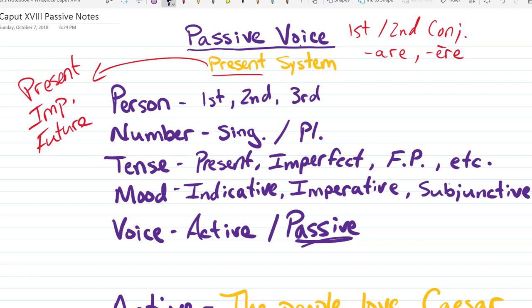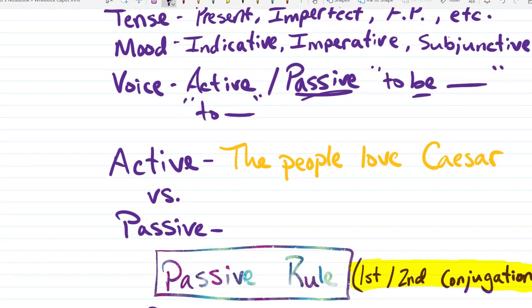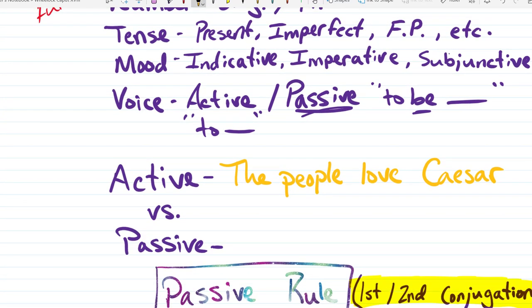Okay. Essentially, for the passive voice, you're going to want to use a form of to be with a verb. So to be seen or to be heard is going to be it, instead of just active voice, which was like to see or to hear, to love. Okay. Really, we just add that form of to be, and that kind of makes a verb passive when we translate it into English. Latin does it a little differently. So active voice, let's compare the two.